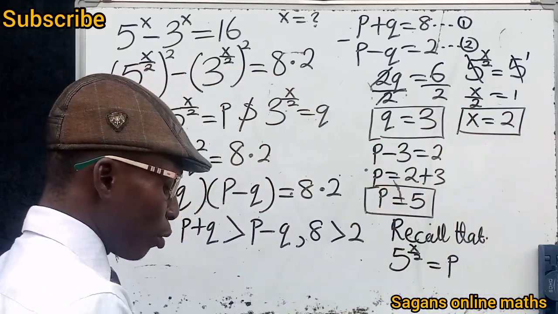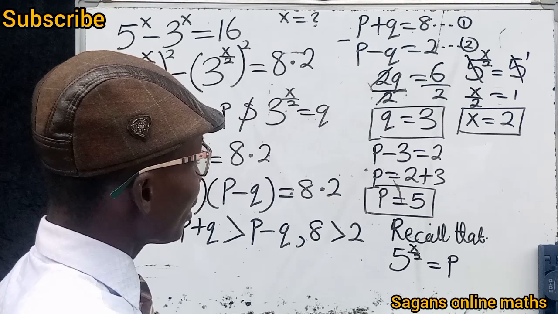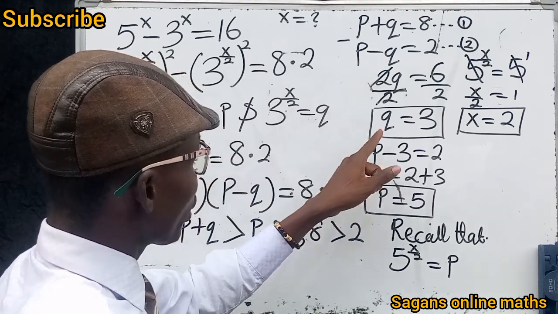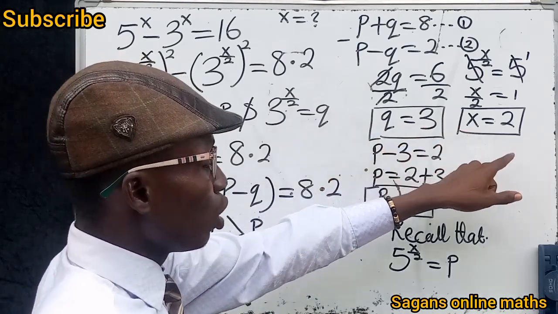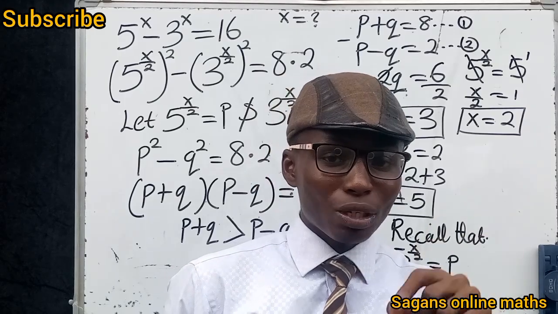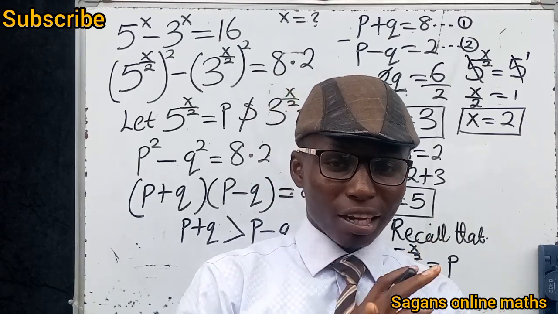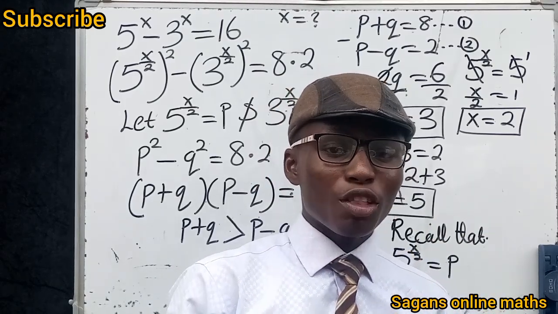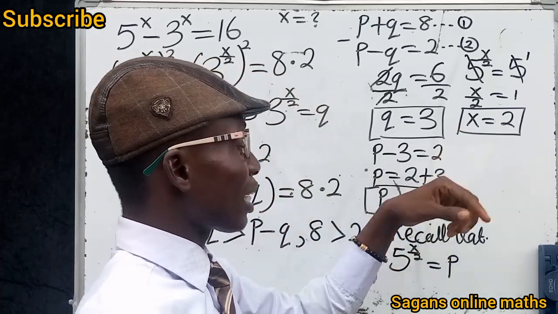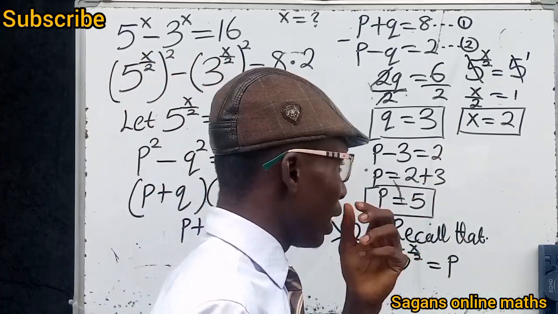Now some people will wonder, sir, does it mean that when q is equal to 3, we see the value of x as 2? Yes. If you don't have the value of x as 2, that means the problem is not valid. It's not right. If you substitute the value of q and you're not having x as 2, that means the problem is wrong. Let's see.